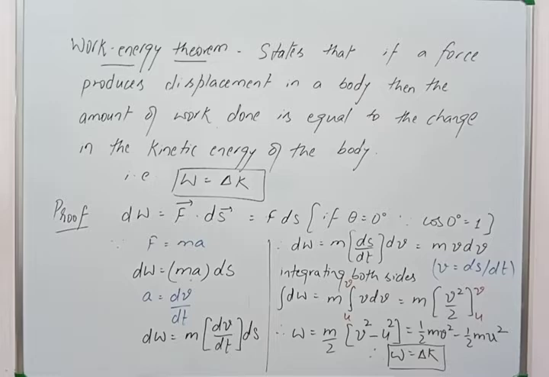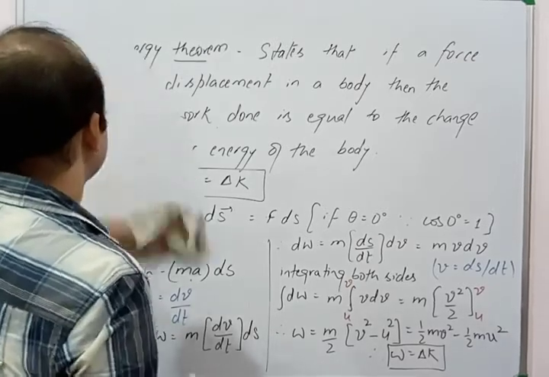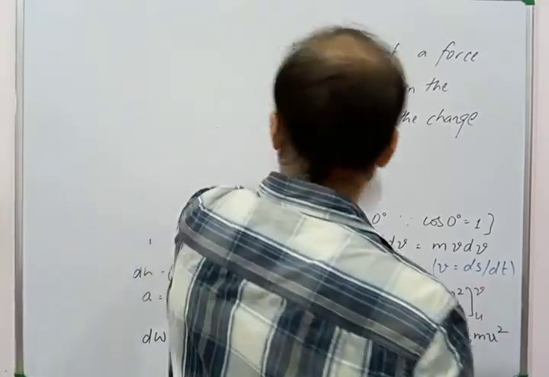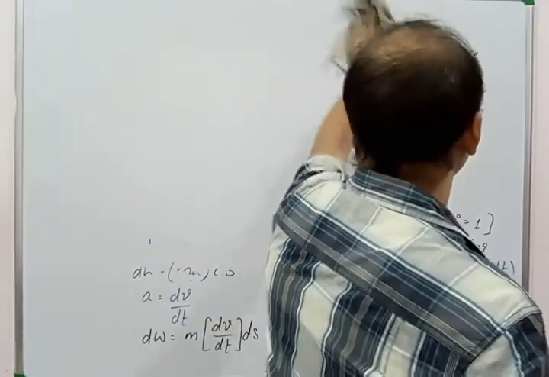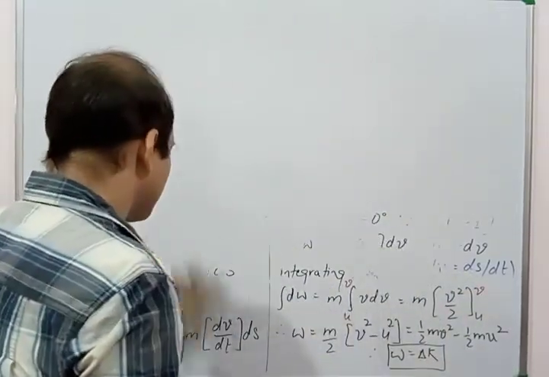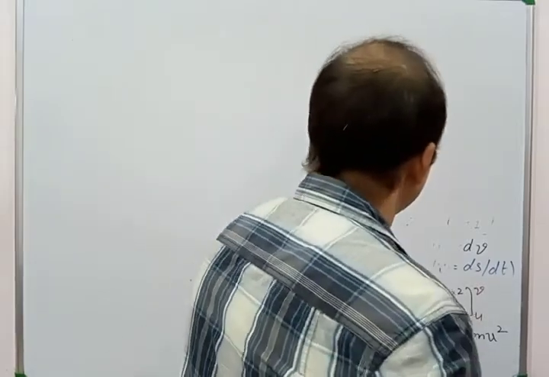Now after this, I will highlight a very common and famous principle known as interconversion of energy. You know, energy is convertible. It can neither be created nor be destroyed, but it is convertible from one form to the other. That means potential can be converted to kinetic and kinetic can be converted to potential.